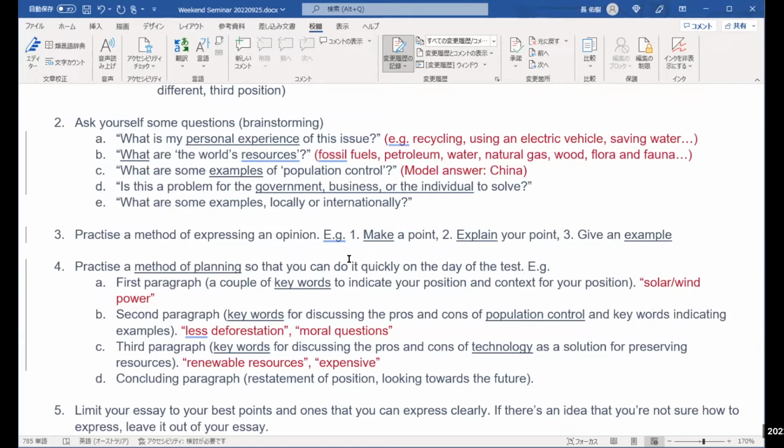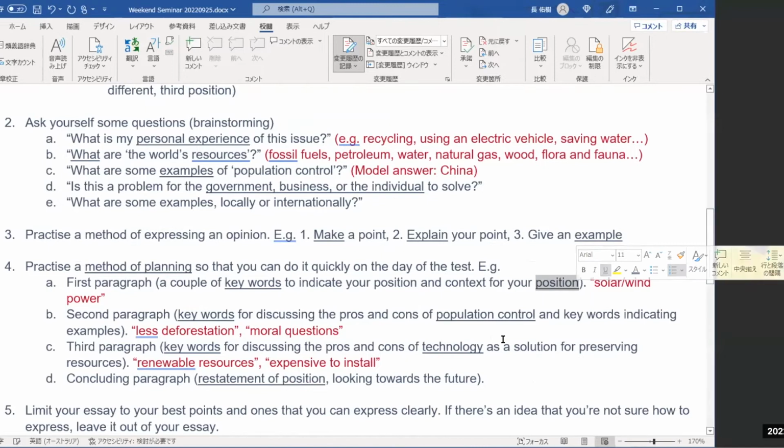And then your concluding paragraph will re-express, reiterate, repeat your position that you talked about in the first paragraph. Or you might even have, this is a 4-paragraph answer, but you might have 5 paragraphs. You might spend another paragraph discussing your position and then a brief conclusion. But I would always recommend that your conclusion has something to say about the future.